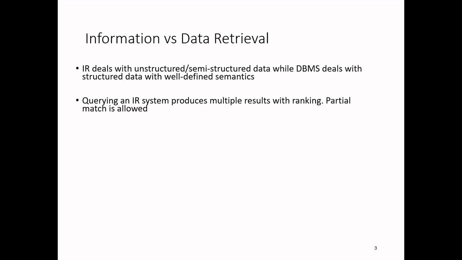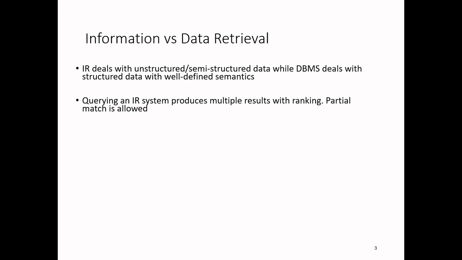All right. So as far as IR systems are concerned, these systems deal with unstructured or semi-structured data. Remember, in the beginning, we talked about what we mean by structured data as well as unstructured or semi-structured data. All right. So information retrieval systems are able to handle unstructured, semi-structured data, while a typical database management system is built around structured data with well-defined semantics and well-defined meaning for different fields. So that's one big difference.